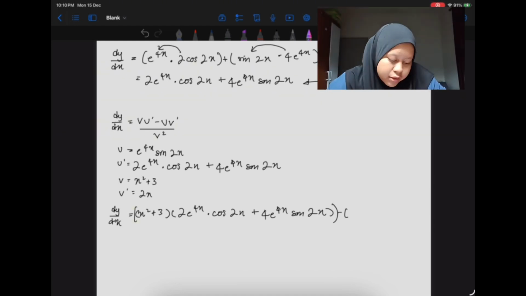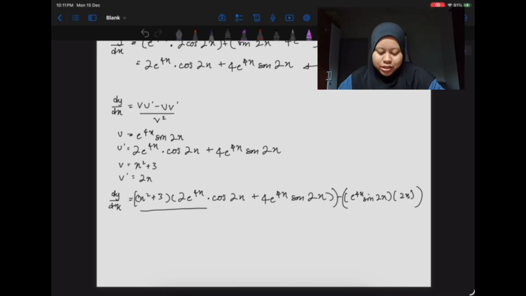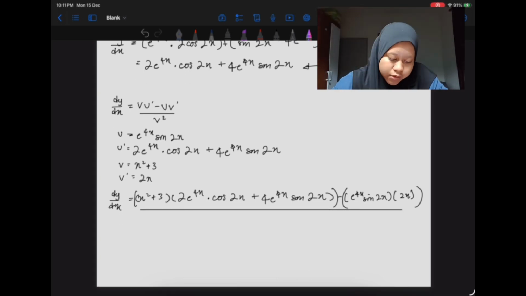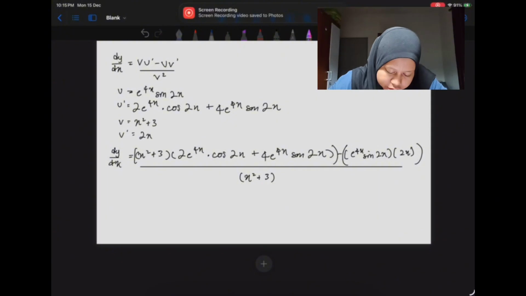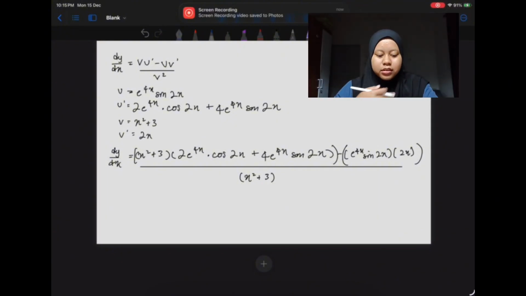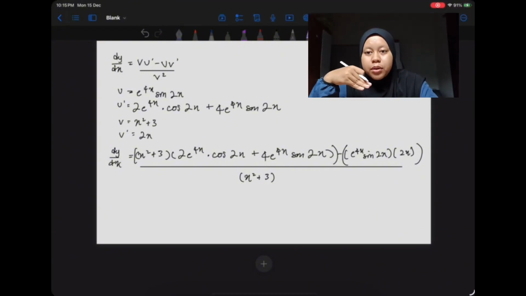So let's move on, which is u, e to the power of 4x, sine 2x, and another bracket of 2x, just 2x. And a big bracket so I won't get confused. And don't forget the over v squared, which is x squared plus 3. So for the final result, like I said, I will organize it.